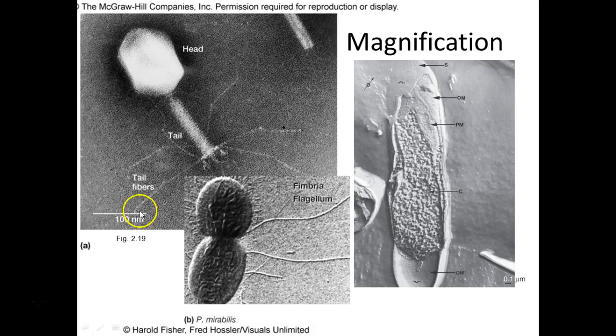Here's a bacterium, and you can see flagella and little fimbriae that we're going to talk about next time. And this one is a particular preparation where they've etched away the different layers, so you can actually see the outer layer, the outer membrane. You can see the cytoplasm, the plasma membrane of this probably gram-negative cell.